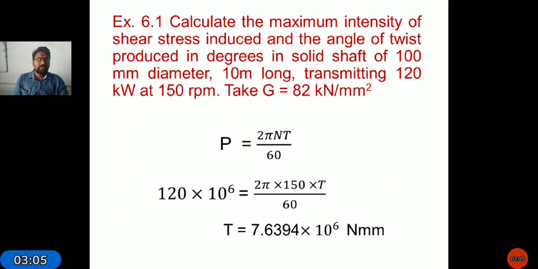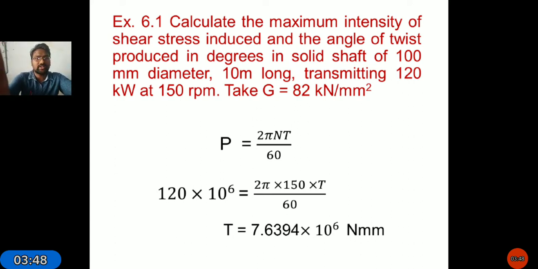Based on the given data, the given power, first we can calculate the torque developed by the shaft by using the equation power P equals 2 pi N T by 60. In this equation, we know the P value and the speed value. By substituting the power and speed in this equation, we will get the value of torque, that is 7.6394 into 10 power 6 Newton millimeter.